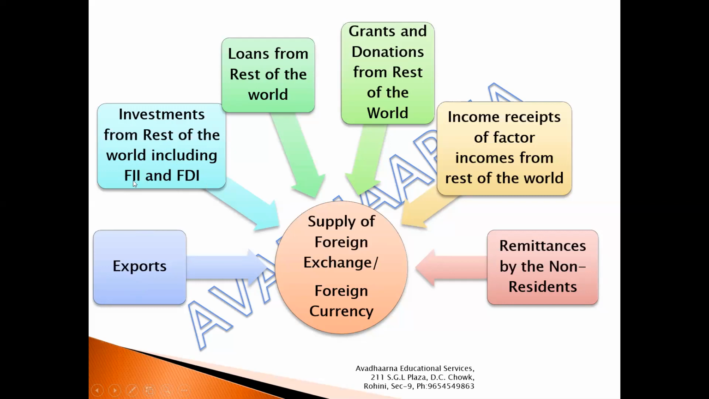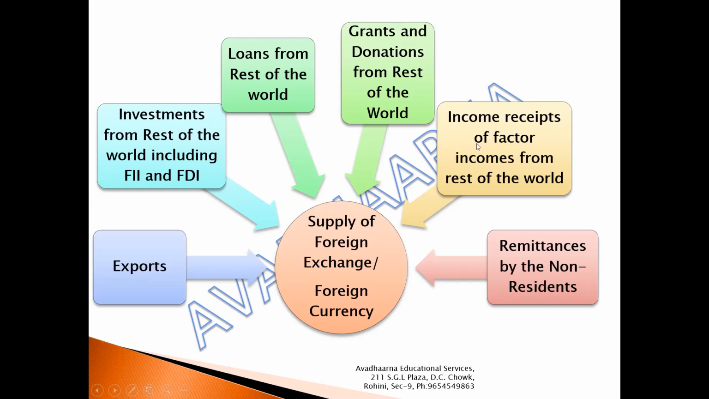So beta, if FIIs and FDI are set up in your country, they are going to bring foreign exchange with them to invest in the home country, so that is going to increase the supply of foreign exchange. Then loans from the rest of the world, if we have taken a loan, we are going to receive it in terms of foreign exchange, so that is going to increase the supply of foreign exchange. Grants and donations from the rest of the world that we have received are also going to increase the supply of foreign exchange.